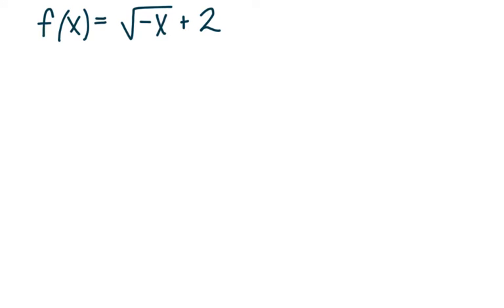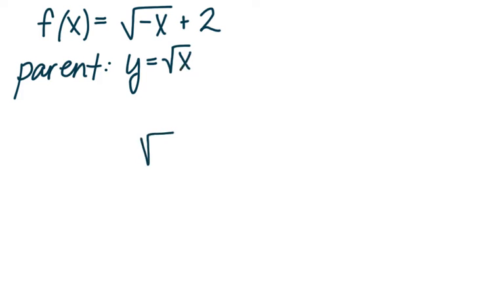We want to graph f of x equals the square root of negative x plus 2. So first we want to identify the parent function. Think of this as stripping away the numerical values in the function. We want to strip away this plus 2 and also this negative 1 that's being multiplied by x. If you strip those away, what's left is your parent function. So our parent function is just y equals the square root of x.